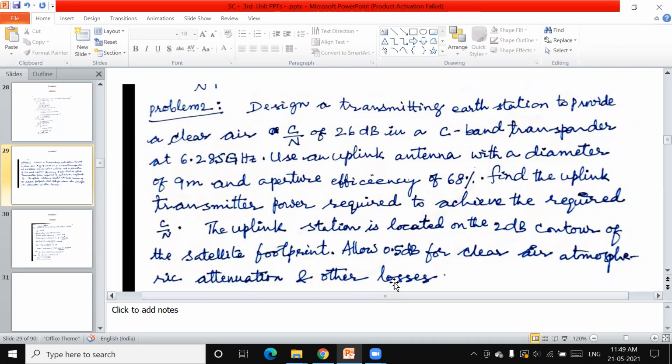Clear air లో 0.5 dB attenuation ఉంటున్నట్టుగా తీసుకోమన్నారు. So this is what is the problem. So now is it clear for all of you what is the data has been given and what is the thing you need to calculate?